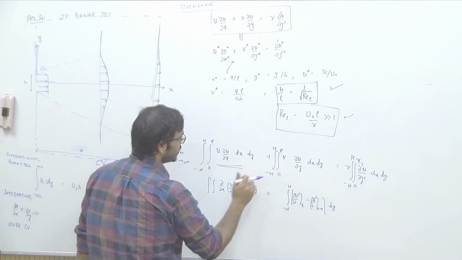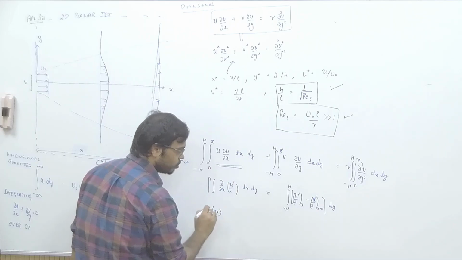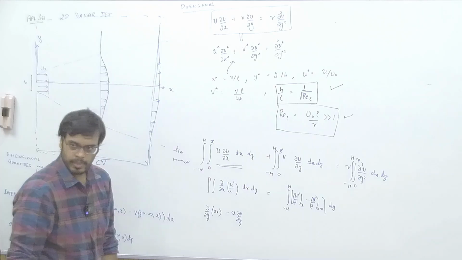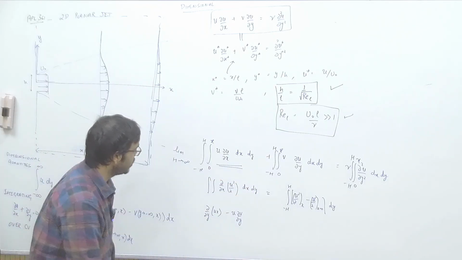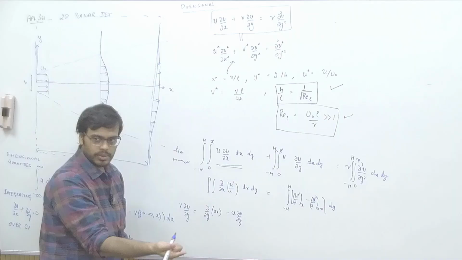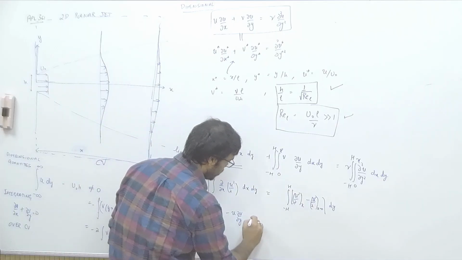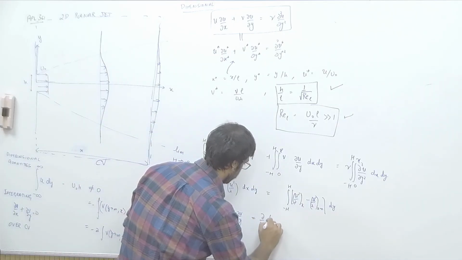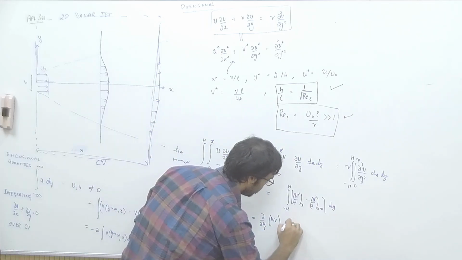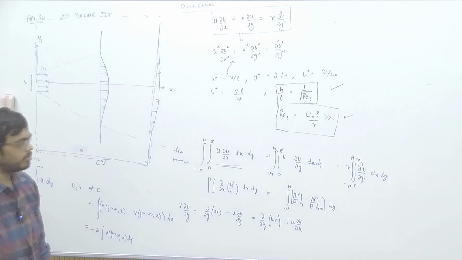So first of all, this term v del u by del y I can write as del by del y of u v minus u del v over del y. Now here I can use continuity, or instead of substituting del u by del x here, I can make this a derivative by doing this. So, minus u del v by del y is plus u del u by del x. Okay. And now all the terms are complete derivatives.